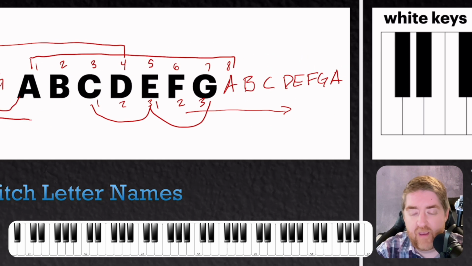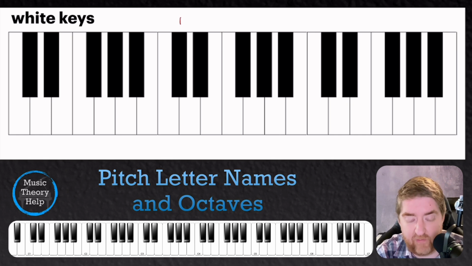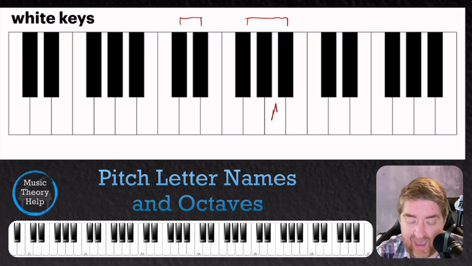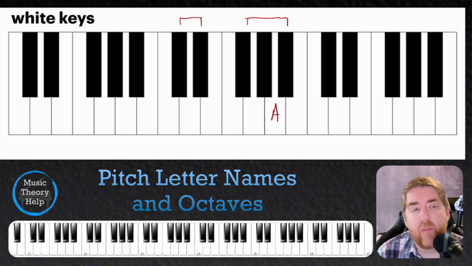Let's take what we've learned and apply it to the piano keyboard. You'll see how the piano keyboard is laid out here. We have groupings of 2 black notes and groupings of 3 black notes. In the pitch A, you'll see where it is in relation to the grouping of 3 black notes. Today, we're really mostly talking about the white keys or the white notes on the piano.